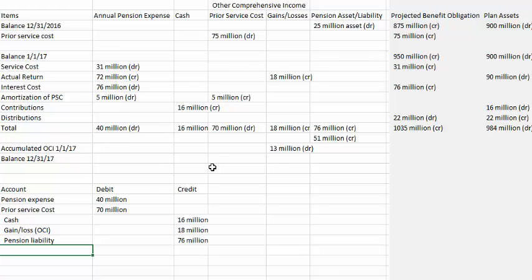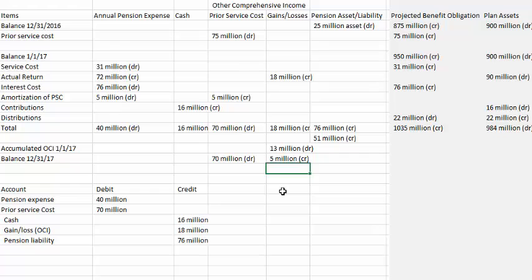So the balance at the end of the year in the other comprehensive income account relative to the prior service cost is $70 million, and it's a debit balance. And in this gain or loss account, you started the year with 13, you added another 18, but the debits and the credits are non-matching here, so you actually net the two out, so you'd have a $5 million credit balance.